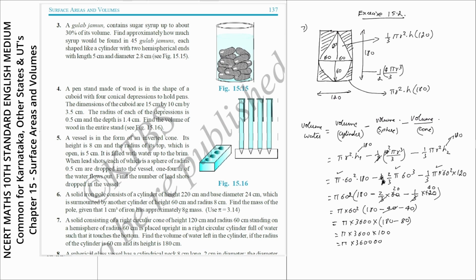So this is now 36 into 22 by 7, into 10000. So 36 into 22 by 7, you will get 1131428.57 centimeter cube. Okay, this is the answer.